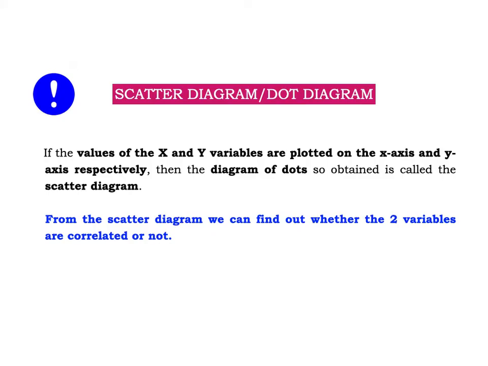So what is the scatter diagram or the dot diagram? If the values of the x and y variables are plotted on the x-axis and y-axis respectively, then the diagram of dots so obtained is called the scatter diagram or the dot diagram. Now from the scatter diagram, we can find out whether the two variables are correlated or not.